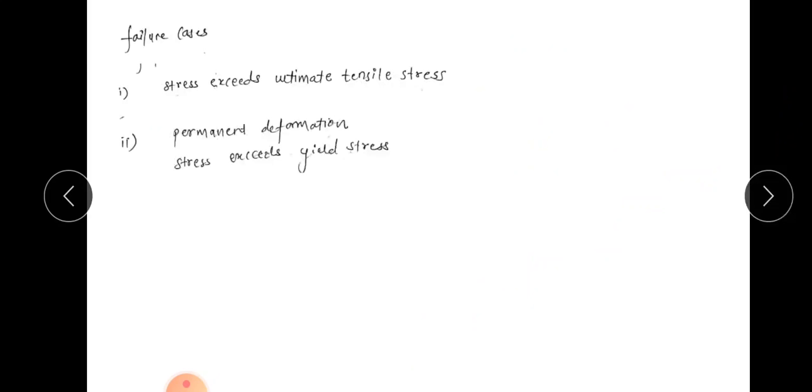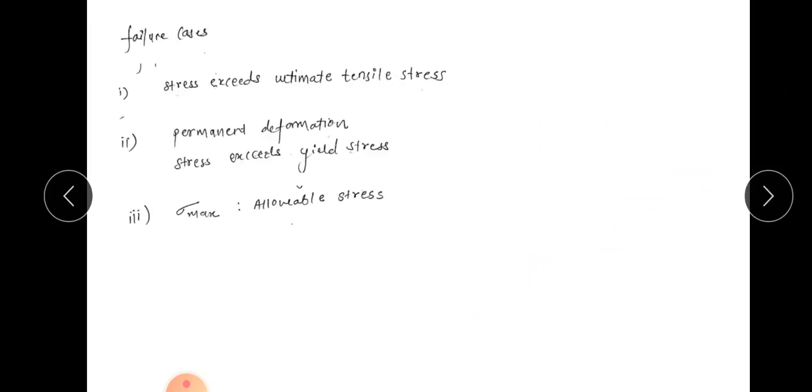This is the first case. There is a permanent deformation in the object. Means what? The value of stress is more than the yield stress, right? The stress exceeds the yield stress. And the third case is, normally there is a value given in many of the numericals or the practical conditions about the maximum allowable stress, which is denoted by sigma max.